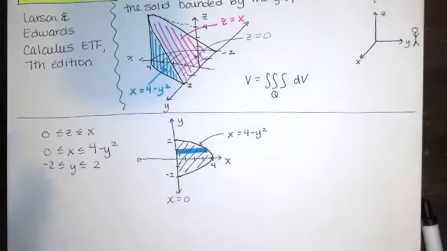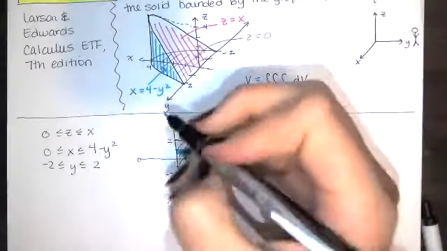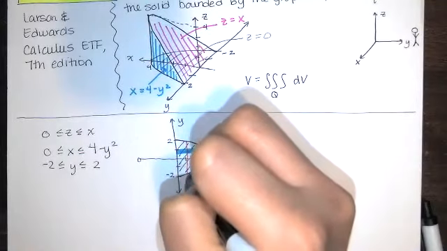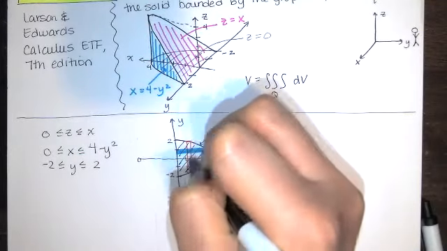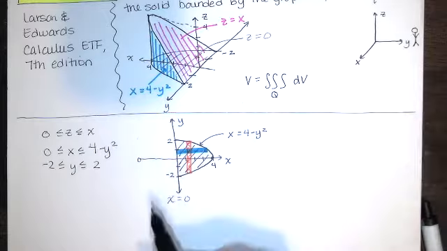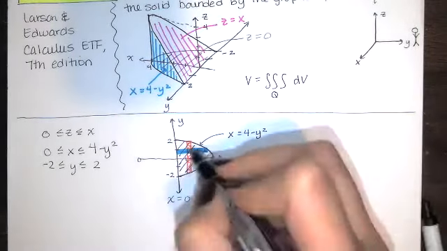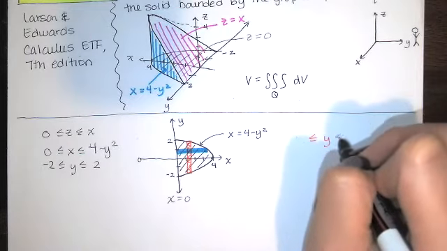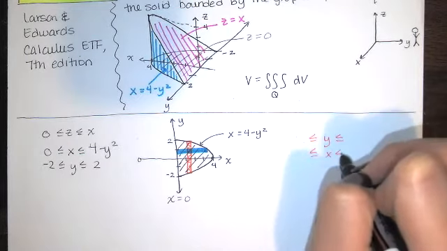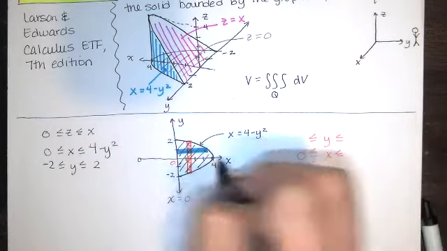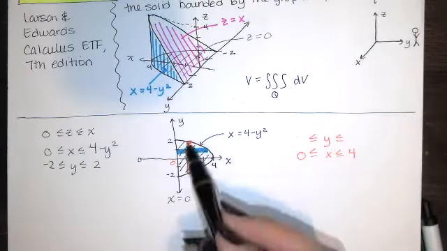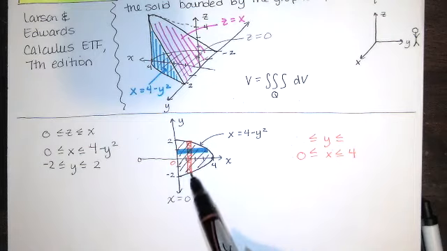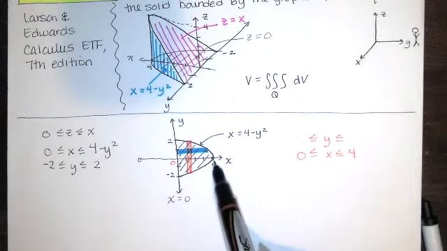If you wanted to, you could let y go from the bottom function here to the top function there, and let x go from 0 to 4. So let's describe this in an alternate way. Do the easy part first. x starts at 0 and goes to 4. But in order to do that, I need to come up with y as a function of x on this curve and on this curve. So I have to solve this equation for y.